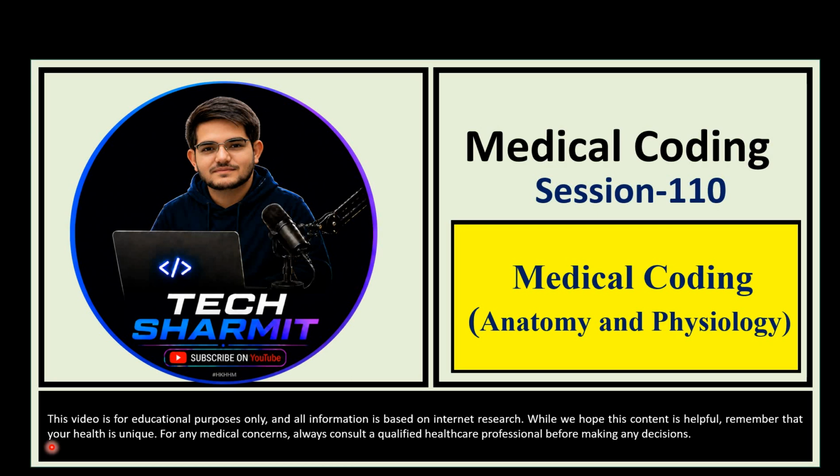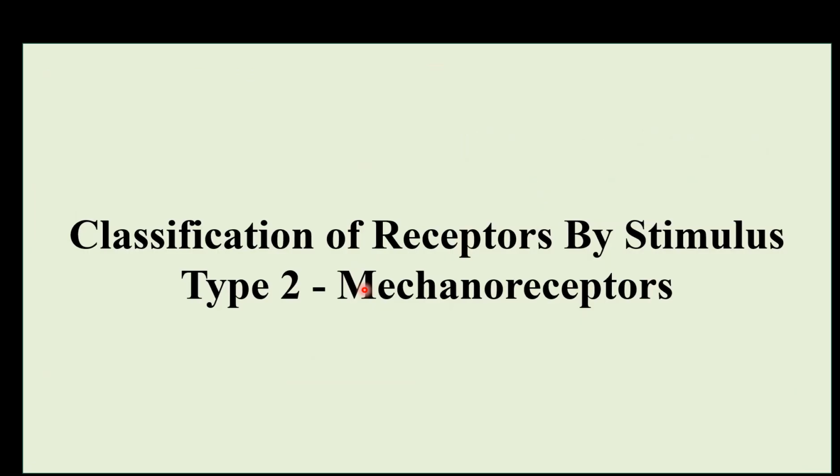In this session, we are going to talk about another very important topic related to medical coding anatomy, where we will be mainly talking about the classification of receptor by stimulus type 2 mechanoreceptors. So we will be discussing mechanoreceptors, we'll see how many mechanoreceptors are there, its advantages, its use, and all the other required things that you should know regarding the mechanoreceptors, with some interview questions and tips that will help you in your exam and your interviews as well.